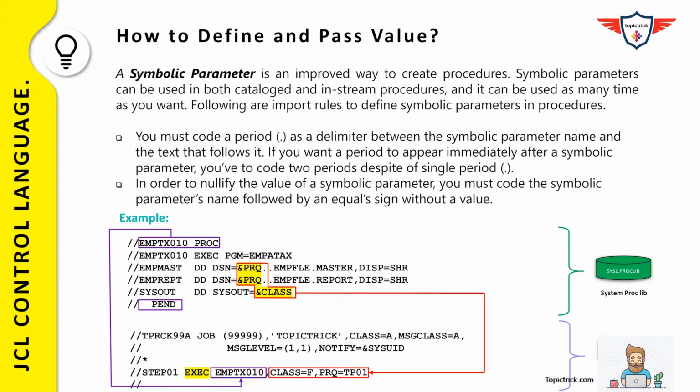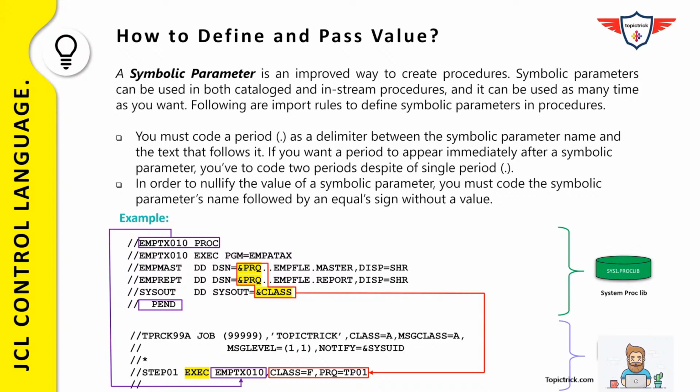The beauty of symbolic parameters is that you can write your procedure in a more generic or generalized way, and it will help you use those procedures in multiple jobs by only changing the value of symbolic parameters. For example, let's say you have a proc and a job which is running in production, and you want to test that job in your test environment. What you can do is simply get a copy of that particular job in your test environment, change the symbolic parameter as per your test environment, and simply run that job.